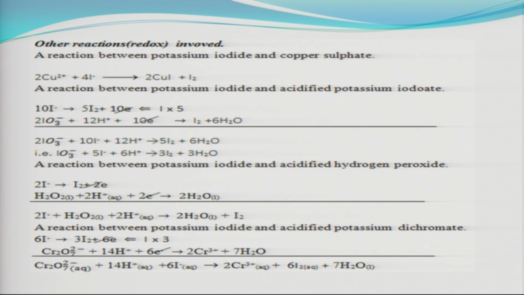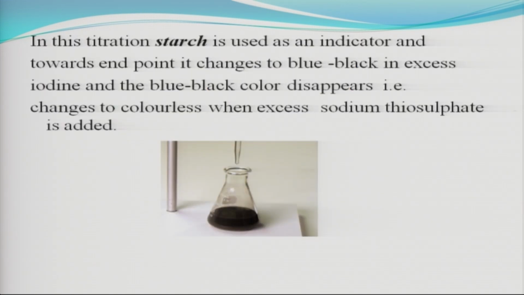So quickly, let's continue. In this titration, we use starch as our indicator. In case we are adding, for example, if we have excess of iodine, our endpoint will be blue-black, as you see in our diagram. If you look at your screen very well, you can see the blue-black. Then the blue-black color disappears or changes to colorless.